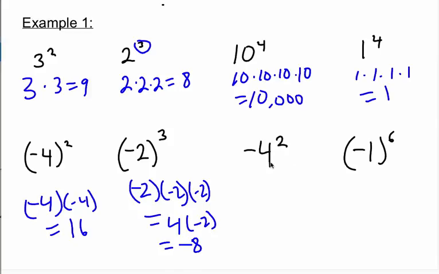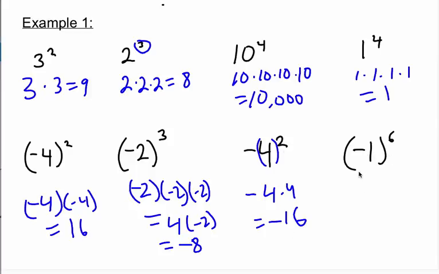Okay, next we have negative 4 squared. Now it's not the same as this negative 4 squared because it's not in brackets. So this means it's the negative of 4 squared. So we'll do the 4 squared first, and that's going to be 16, and then the negative, which is negative 16. So this one gives us 16, this one gives us negative 16.